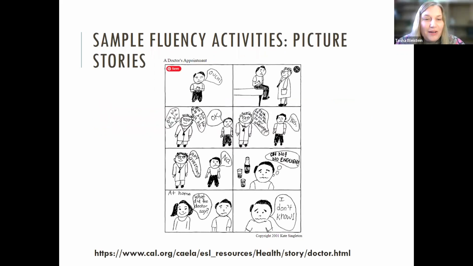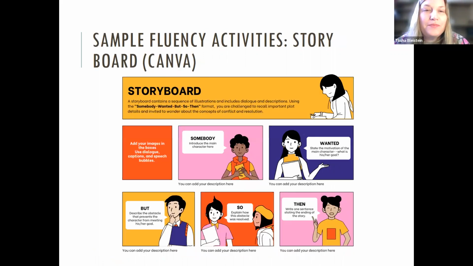Another fluency activity are picture stories, and you can find lots of picture stories, or you could draw your own, or I'll show you another way to use Canva on the next slide. So this one is one that was already out there. They have a lot of health related ones. And what this is, the learner goes through and they tell you a story based on the pictures they're looking at. So just helping them to organize and to speak more fluently because they're following along with the story.